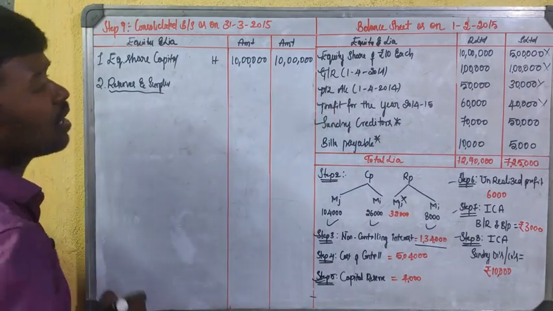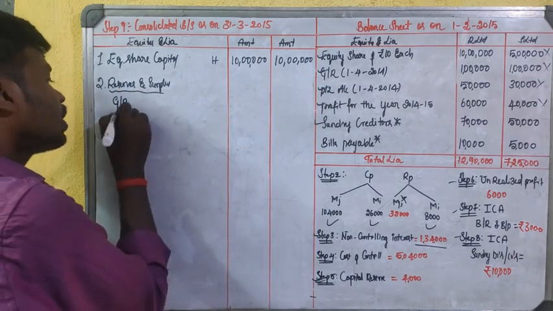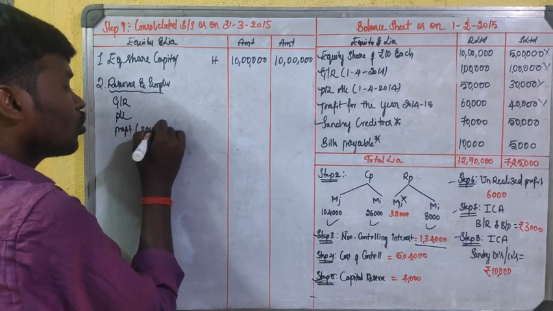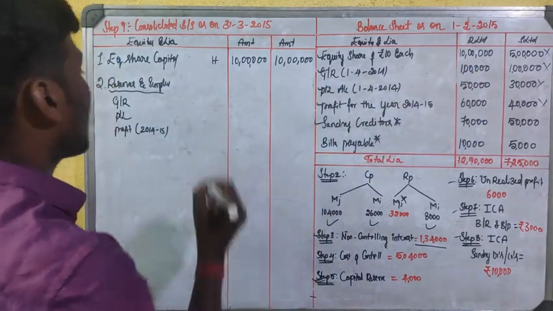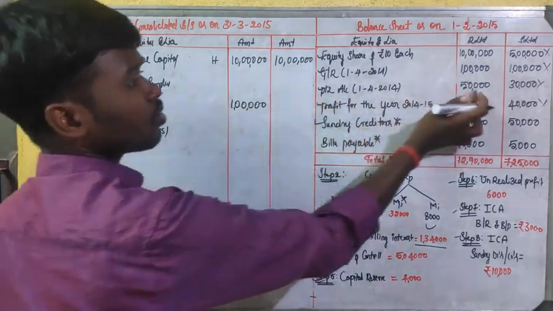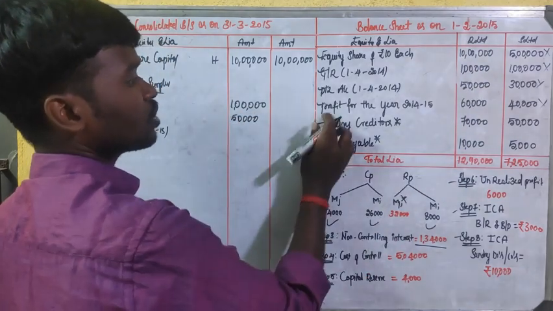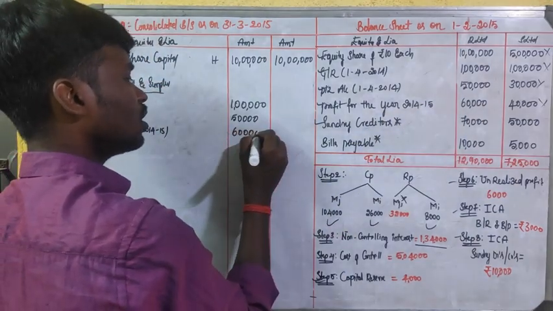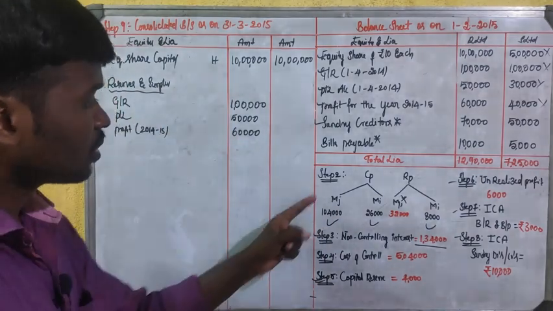Next, see, regarding reserves and surplus, which items can be entered: that is general reserve, profit and loss account, and profit for the year 2014 and 15. So what is the general reserve? 1 lakh. So total 1 lakh. Next, profit and loss account of R limited, that is 50,000. Next, profit for the year 2014 and 15, R limited, how much is it? 60,000.